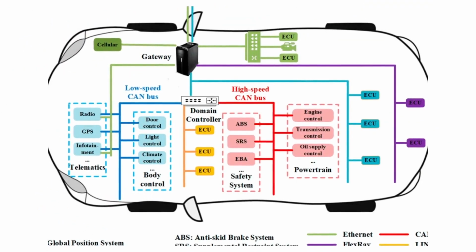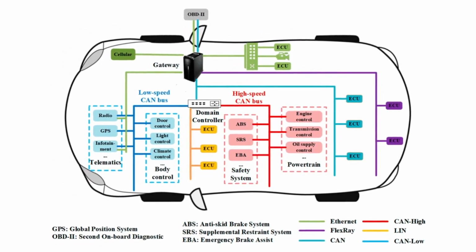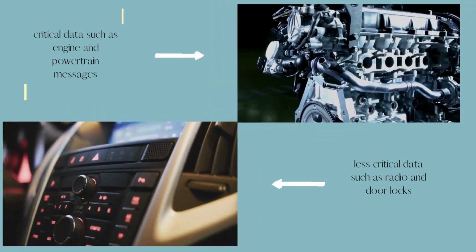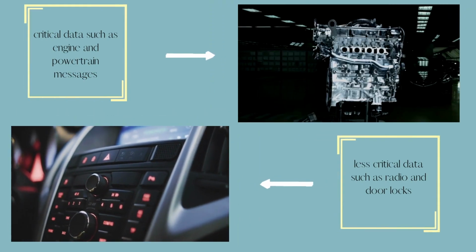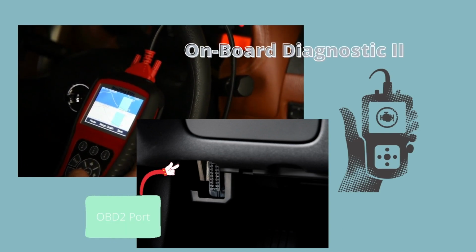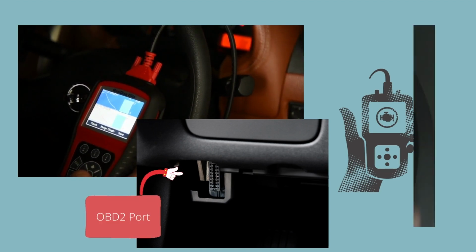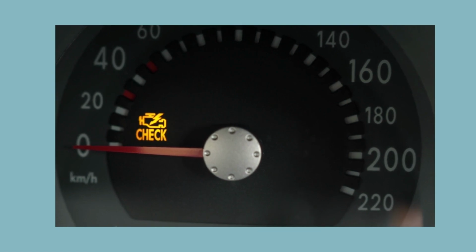They communicate with each other through multiple networks and communication protocols. Generally, there are at least 2 networks. One for crucial data such as engine and power steering messages, and one for less crucial data such as radio and door locks. Some networks can be accessed via the OBD2 port. In short, OBD2 is your vehicle's built-in self-diagnostic system. You probably encountered OBD2 already. Ever noticed the malfunction indication light on your dashboard?